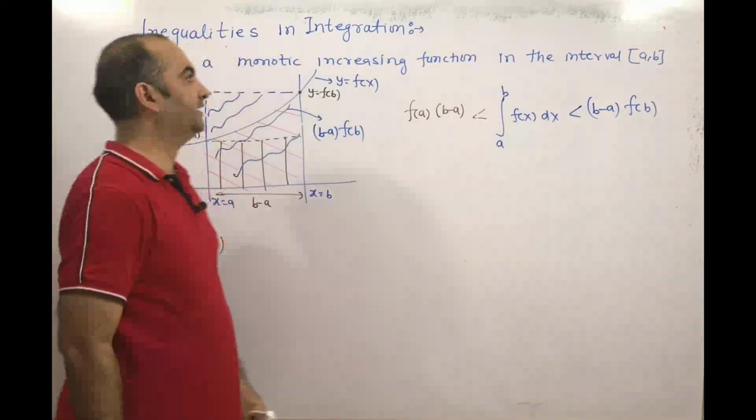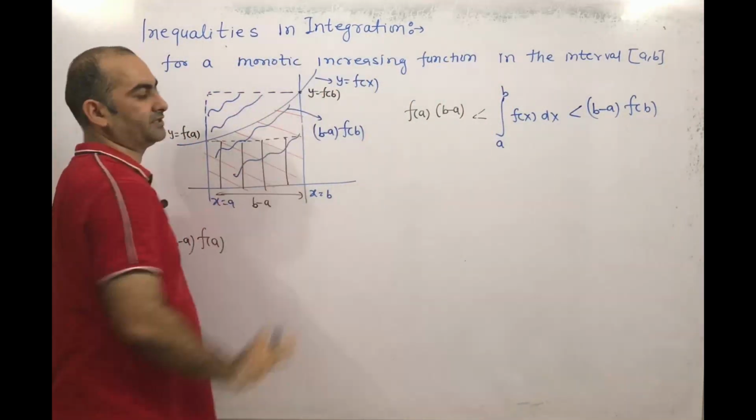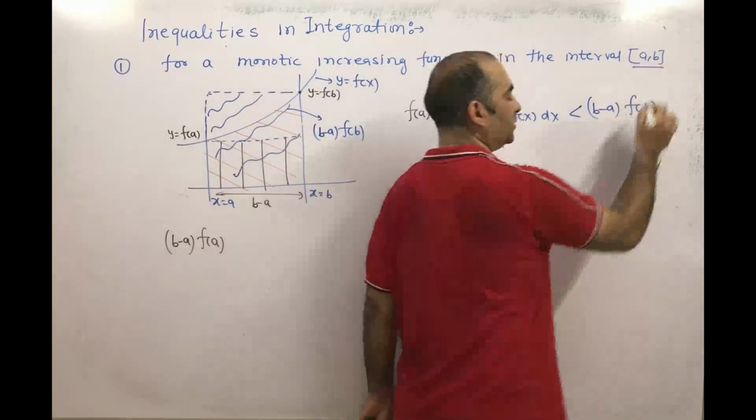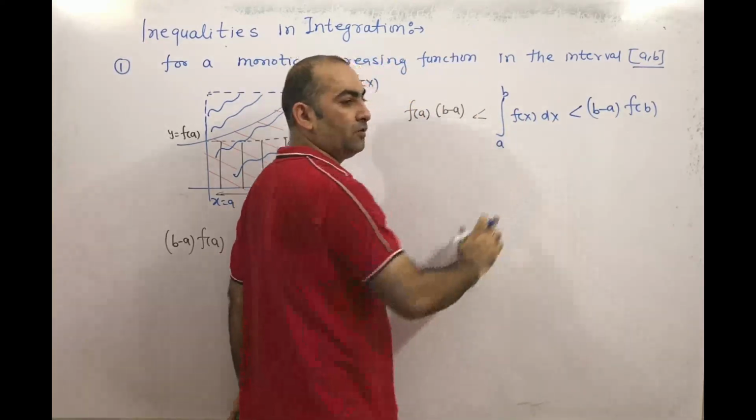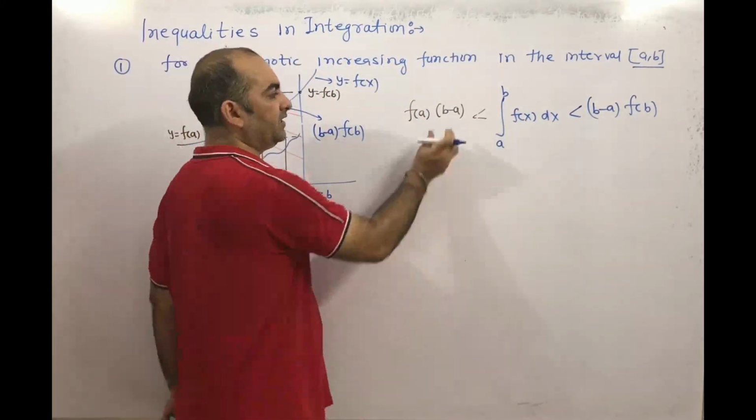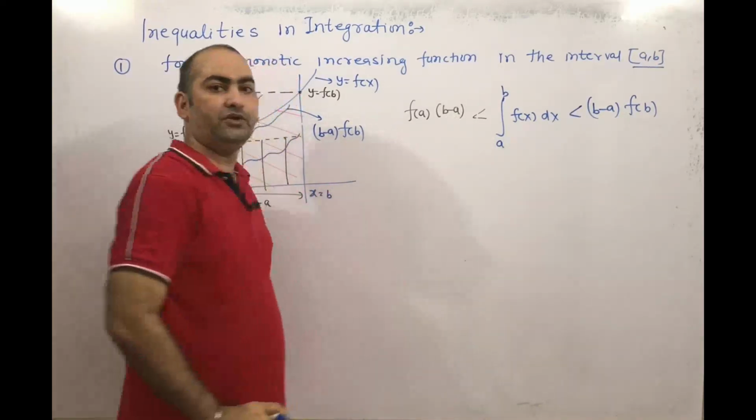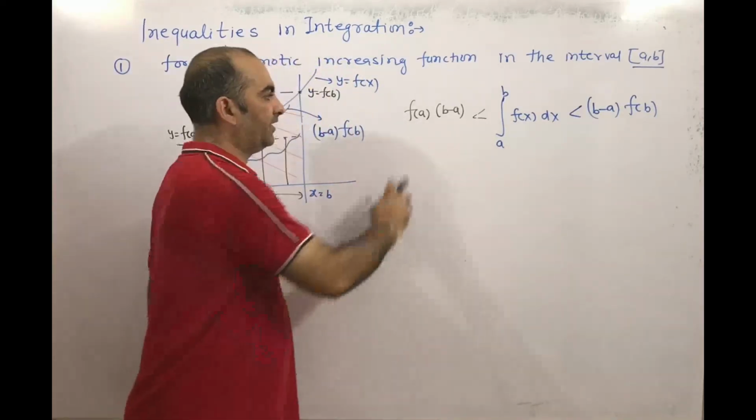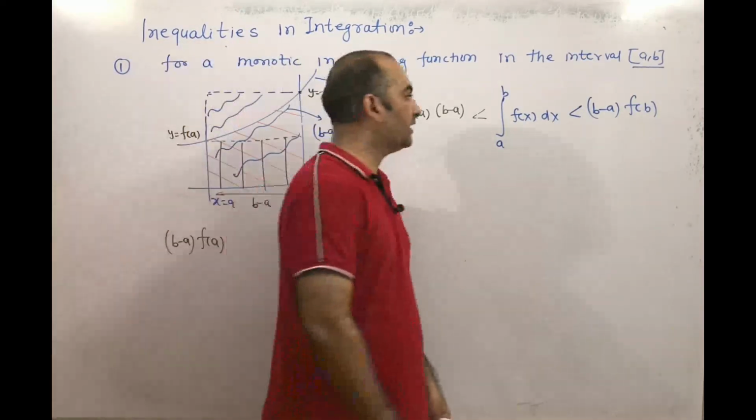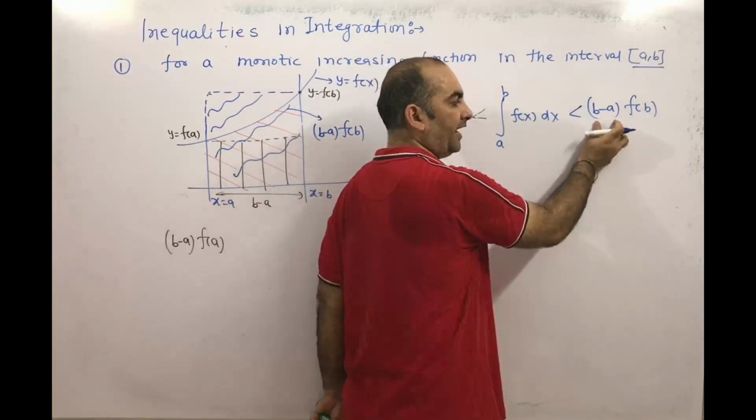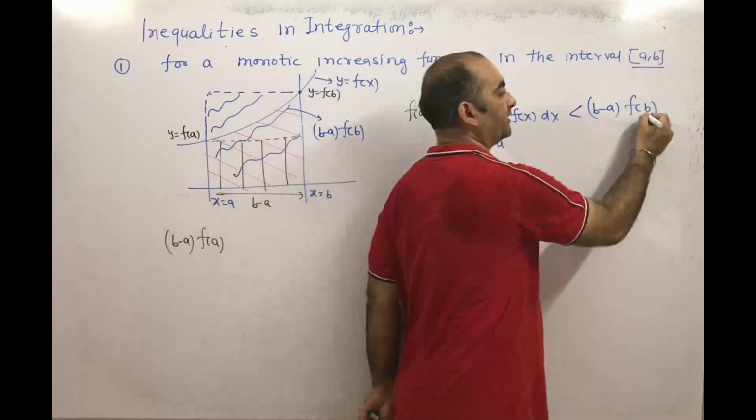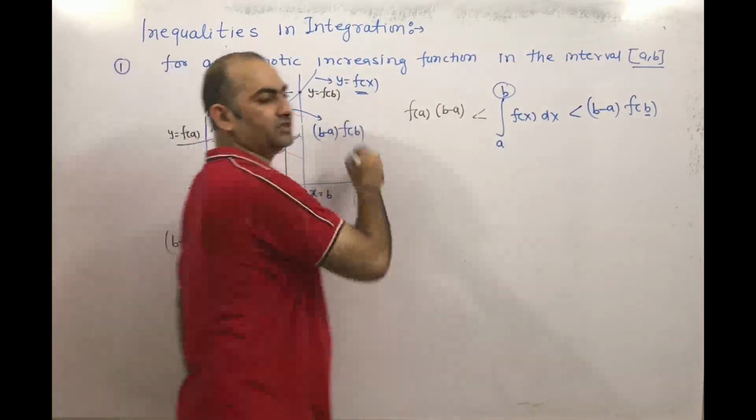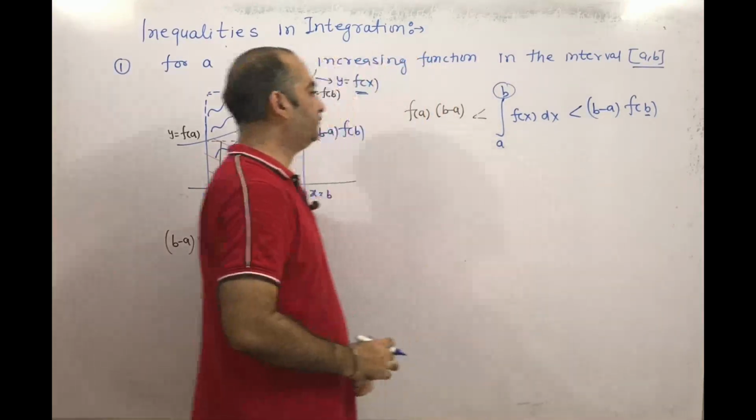So in this inequality, if we have a monotonically increasing function, for example y equal to f(x) in the interval a to b, then integration a to b f(x) dx will be greater than the difference between limits, upper limit minus lower limit, into the function value at the lower limit, that is f(a). And it is less than the difference between limits into the function value at the upper limit, that is b. At b, the value is f(b). So this is (b minus a) into f(b). So this is your first point.